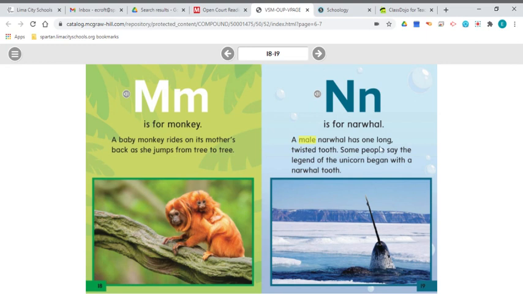And there's another part here that I kind of have a question about where it says it has one long twisted tooth. One long twisted tooth. And to help me figure out what it's talking about, the picture explains that better than the words do, right? I think it's easier to understand what they're talking about by looking at the picture.